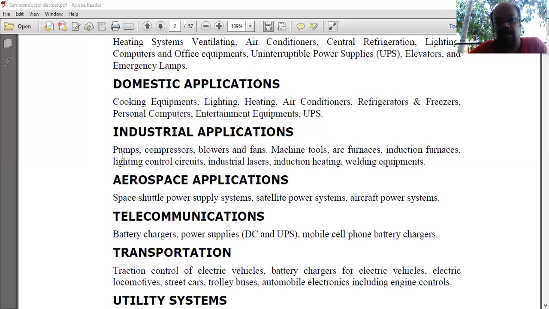Especially nowadays, it is dominating in industrial applications. Of course, it is also used in aerospace applications and telecommunications, especially battery chargers. Nowadays, we all see the chargers. Earlier, the charger was very heavy, very bulky. Definitely, it needed a step down transformer. After the step down transformer, there should be some circuitry arrangement, etc. Nowadays, the transformer can be completely eliminated from the charger part.